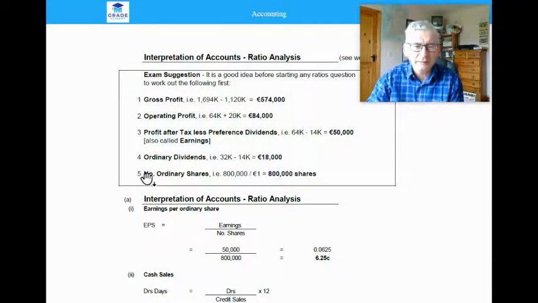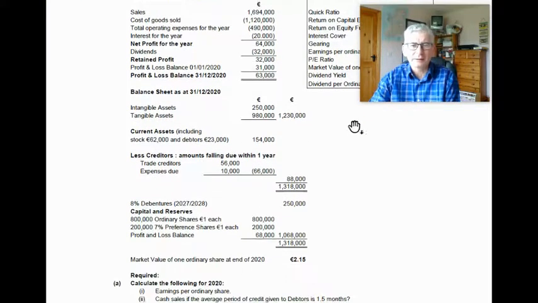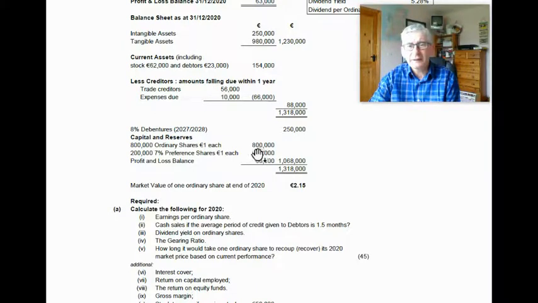And the fifth figure is to make sure what is the number of ordinary shares. In this case, it's 800,000 divided by €1, which is 800,000 shares. Normally, you will take this figure, 800,000, as being your number of ordinary shares, but that is if the nominal value of each share is €1. You just have to make sure that the nominal value isn't 50 cents or €2 per share. For instance, if the figure here was 800,000 and the nominal value was €2, that would mean the number of ordinary shares was 400,000.